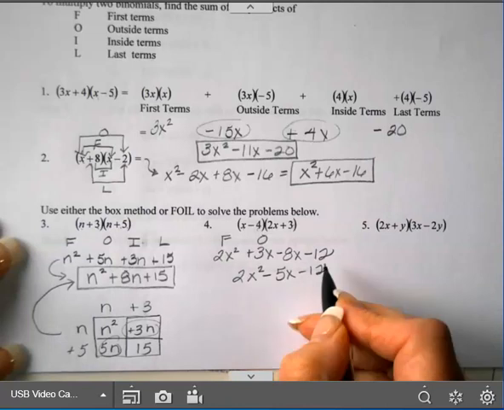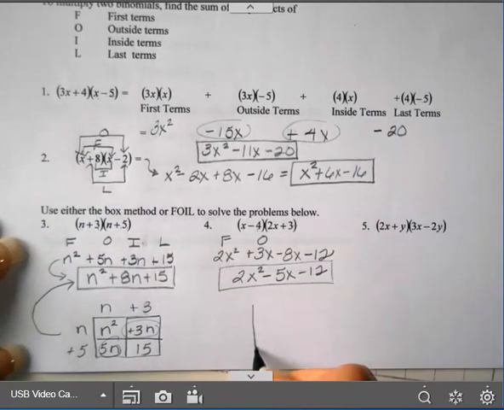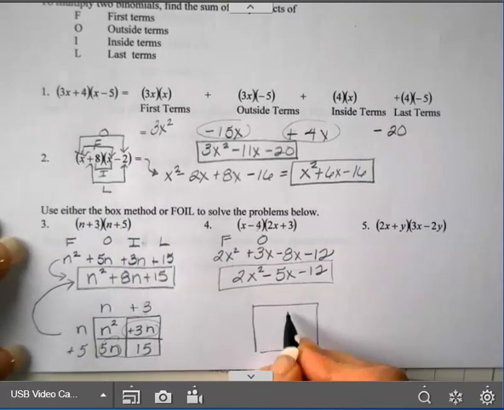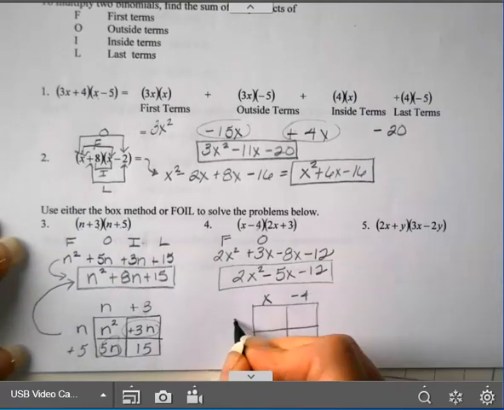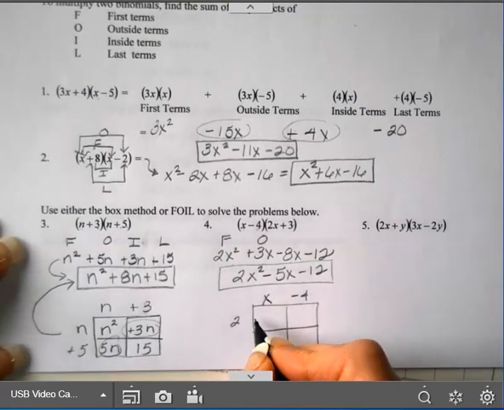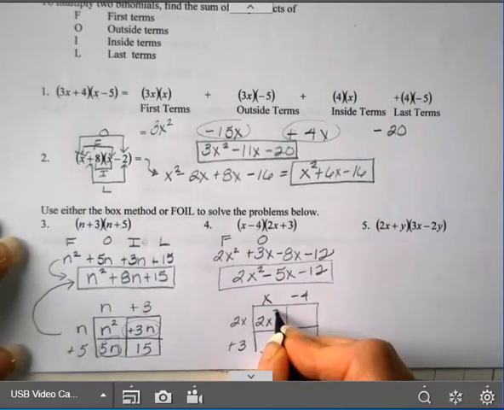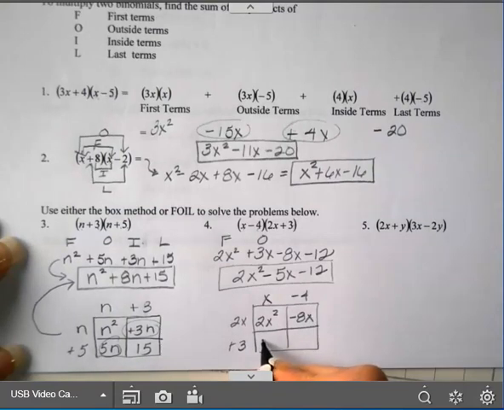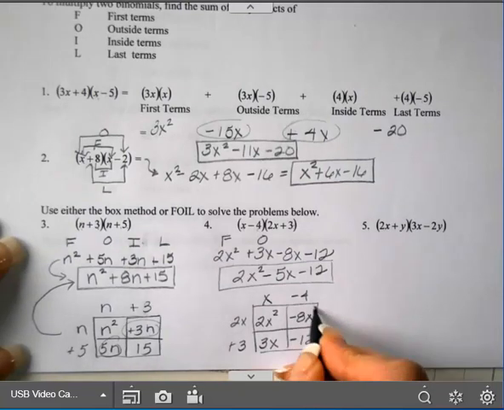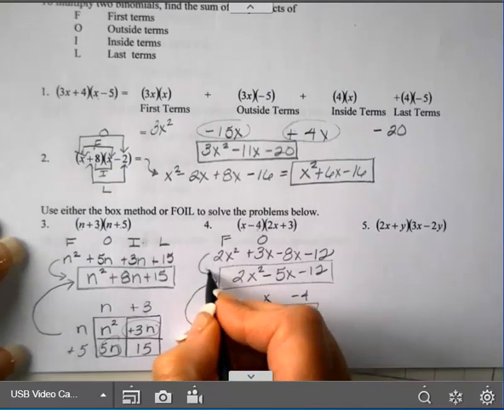If I were to make this with the box, I would put x minus 4 across the top and 2x plus 3 on the side. This is 2x squared. In here I'll have negative 8x. This one is 3x. And here I get negative 12. When you collect your like terms, you'll get the same answer you did with the FOIL method.